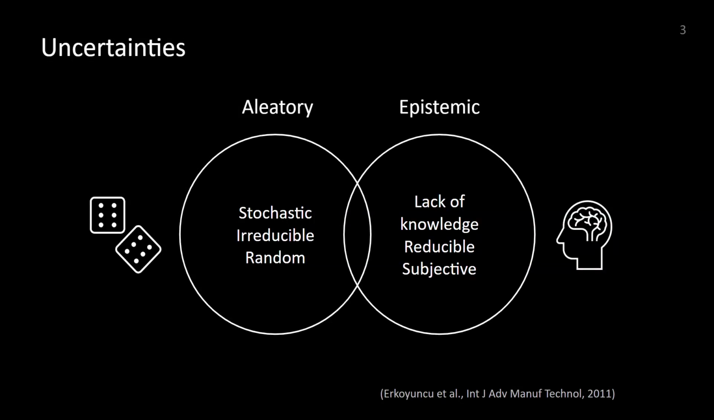The terms are aleatory type. This is uncertainty caused by randomness. For example, if you throw a dice, you never know which number will show up. You cannot control, and you cannot reduce the uncertainty regarding which number will show up. And on the other hand, on the right-hand side, the epistemic uncertainty.